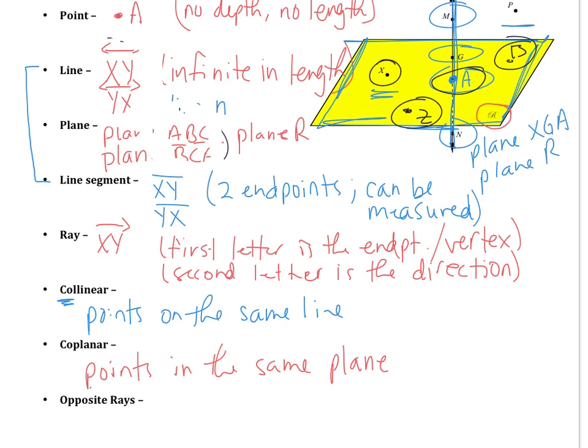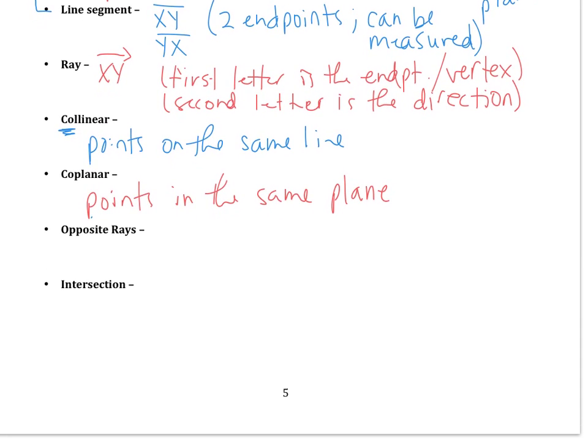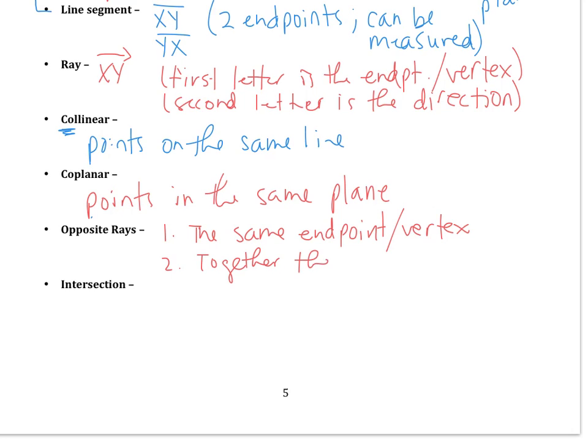All right, opposite rays. This is an important one to understand. It's a confusing one. Opposite rays are going to have two stipulations. Number one, they have to have the same endpoint or vertex. That has to be true. The second thing is together they form a straight line. So that's the important thing that you have to understand.